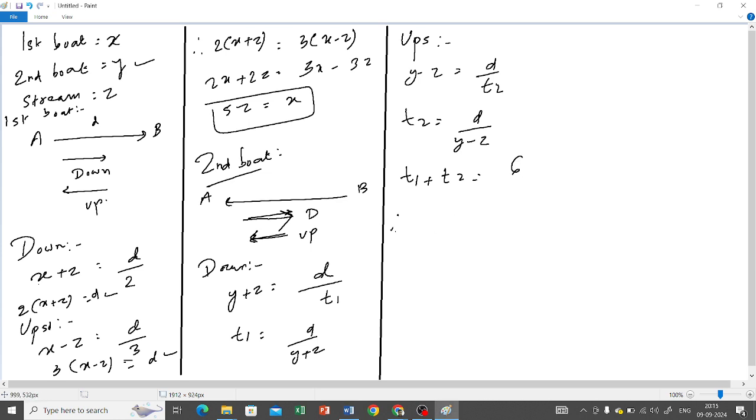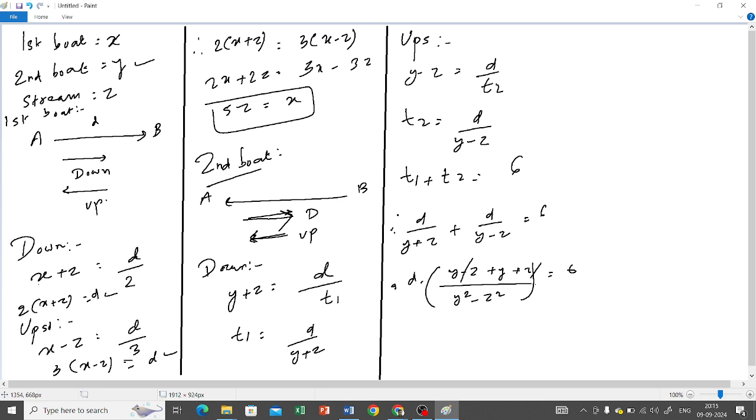6 hours. So d by y plus z plus d by y minus z is equal to 6 hours, right? This is what we have. Now d taking common, we are going to get y square minus z square. This is going to come y minus z plus y plus z is equal to 6. Okay, so d is equal to 6 within bracket y square minus z square divided by 2y. This is what I'm getting, right?